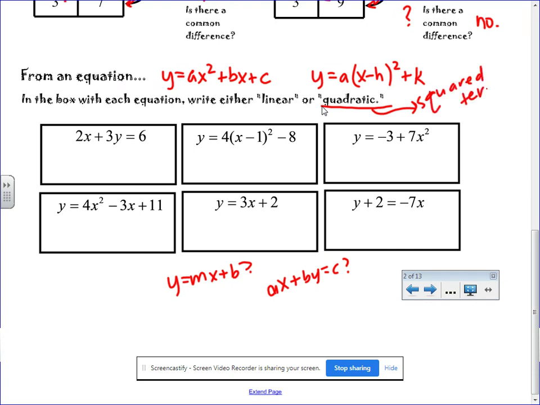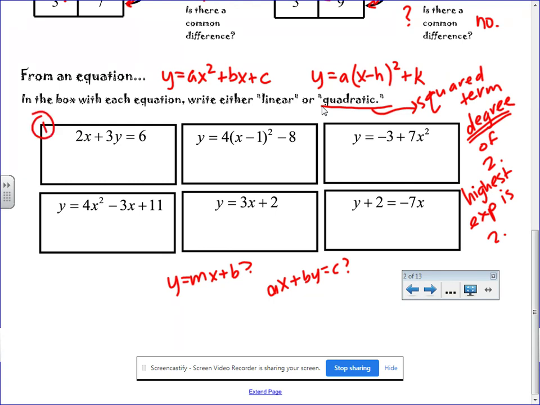I mean, not just a squared term, right? Because if you have a cubed term too, that's also not quadratic. So remember, you need a degree of 2, meaning that the highest exponent is 2. Okay, so let's take a look.